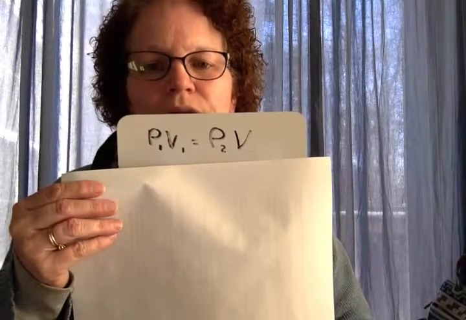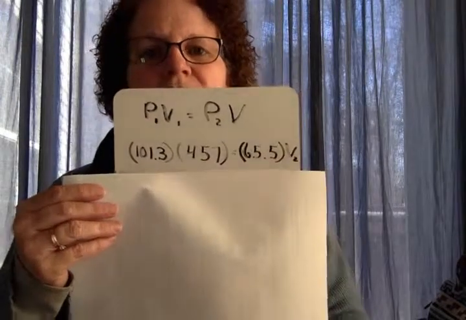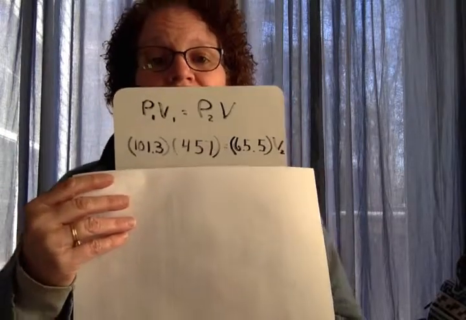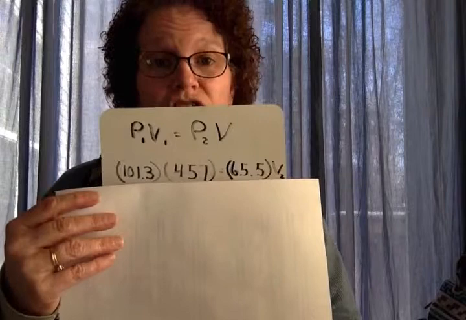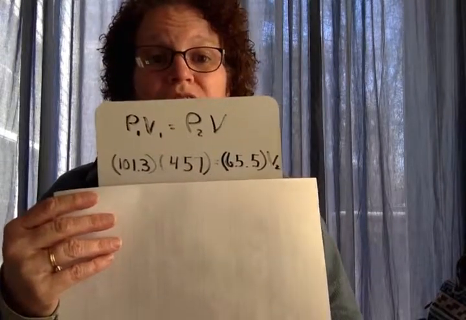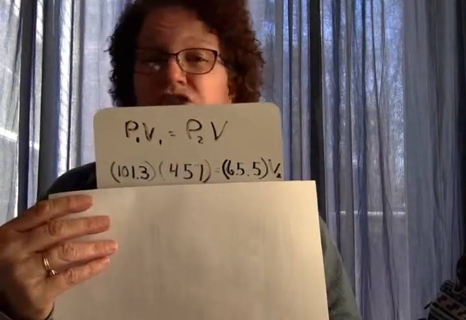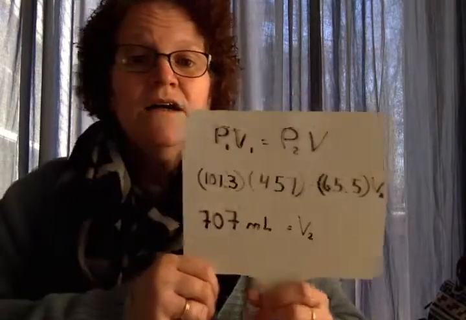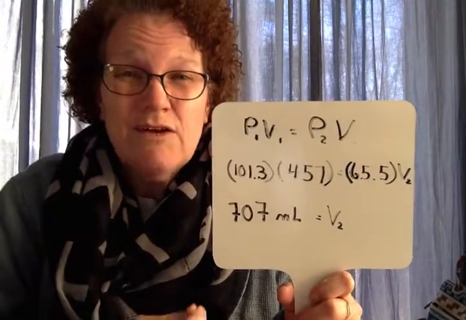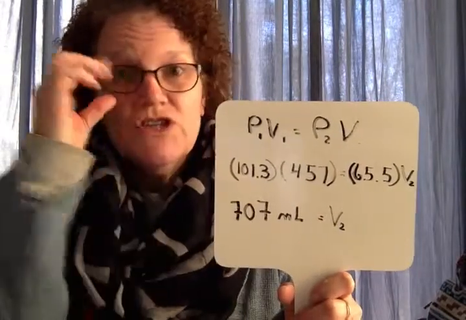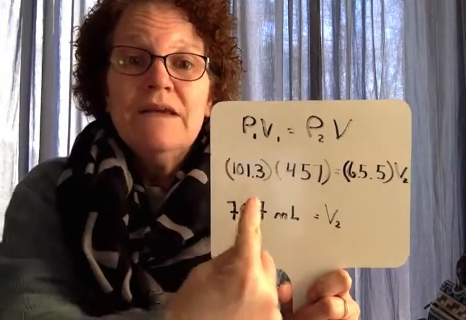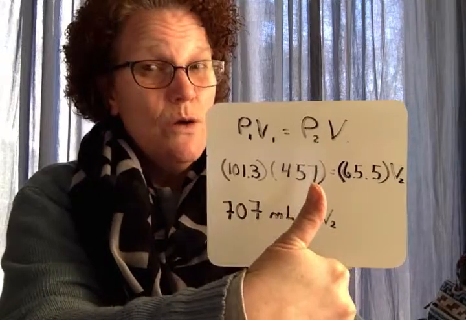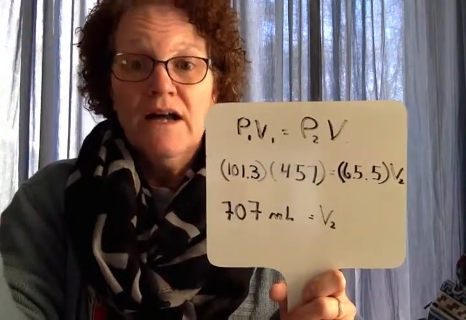Okay, so what you're going to do is you're going to plug everything in, right? So you get your standard temperature and pressure, and the volume, and then the new pressure at 65.5, and then we're going to solve. So when you run that in your calculator, you're just going to plug that in and chug it right out, and you should get 707 milliliters as the second volume. And that's logical, right? Because the pressure went from this to this, so the pressure went down, so the volume should go up. So that's our is this in the ballpark kind of idea.